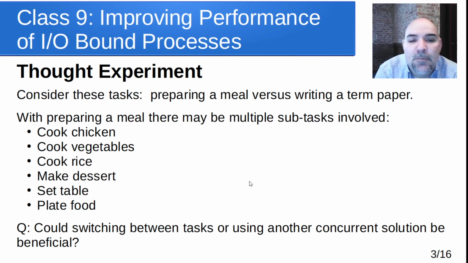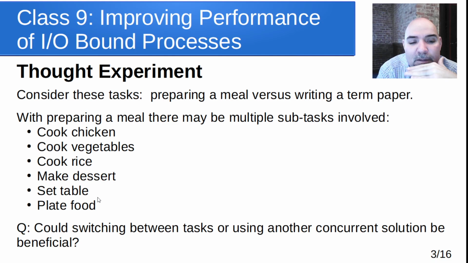But if you think about preparing a meal, there might be multiple subtasks involved. You have to cook the entree or the chicken and the vegetables, and you have to cook rice maybe, and you have to make dessert, and you have to set the table, and you have to plate the food, and then there are some things that are missing there, you have to clean up afterwards. But there are a lot of these sub-steps. Now, when you cook a large meal, like Thanksgiving dinner, or I guess we're coming up towards spring, so like Easter brunch or whatever, there might be a lot of different things that need to get done in order to have that meal ready.